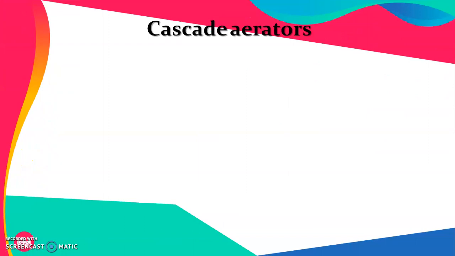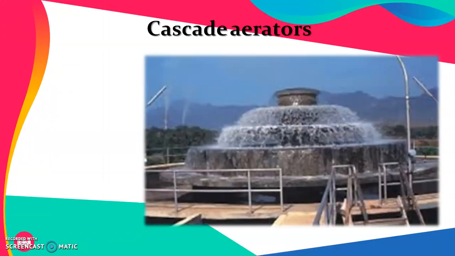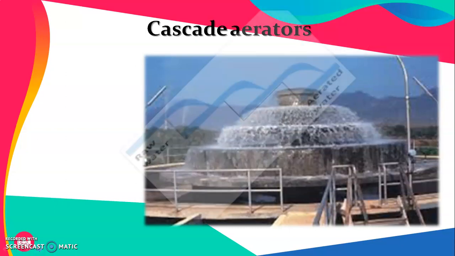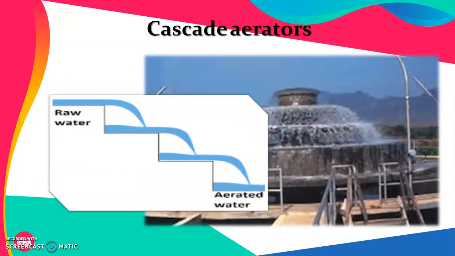We'll start with the cascade aerator. This figure shows the cascade aerator. Cascade aerators are the simplest of the free fall aerators. Weirs or waterfalls of any kind are cascade aerators. A simple cascade aerator consists of a series of a few steps, like 3 to 4 steps as shown in the figure. The height of such an element is around 1 to 3 meters, and due to this it comes in intimate contact with the air.